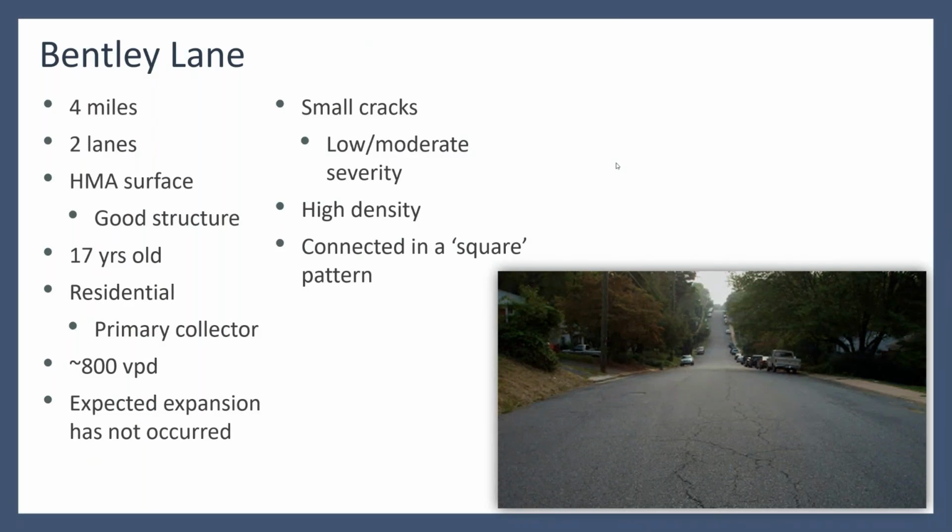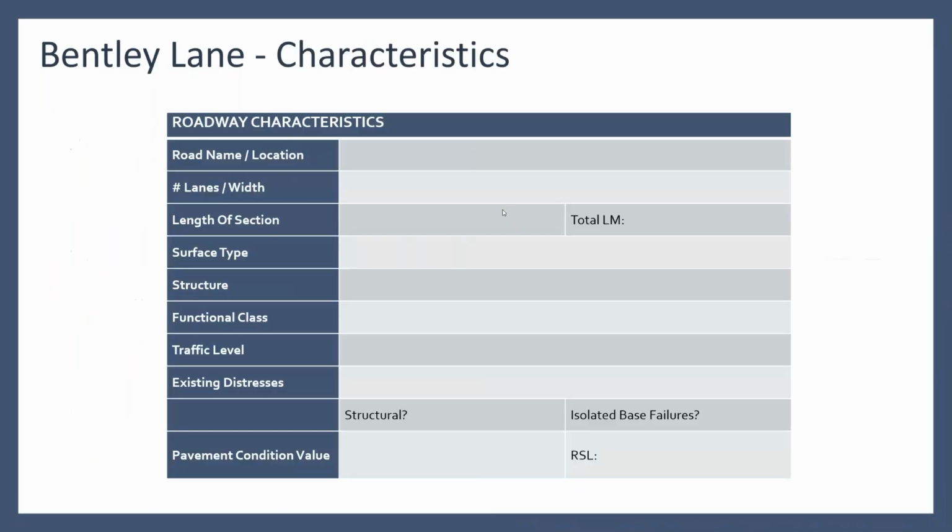So the lucky thing for the roadway is that we've got a lot of structure, with less than the anticipated traffic. But we're seeing some small cracks, low to moderate severity, but a fairly high density. Some of these cracks appear to be connected in a square type pattern that's going to be consistent with block cracking, which is actually a non-structural type of a thing.